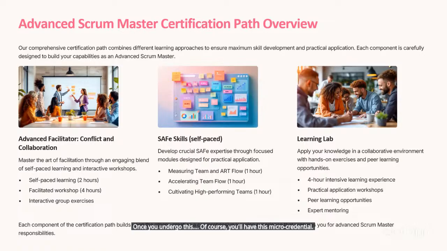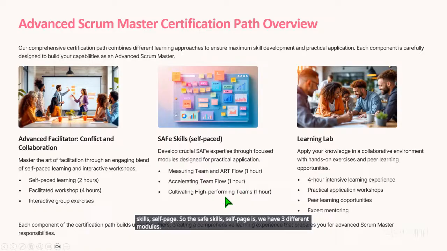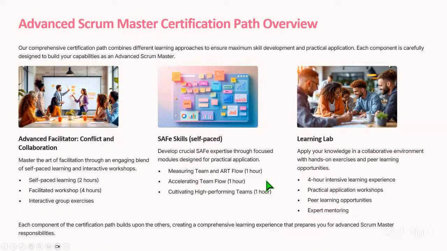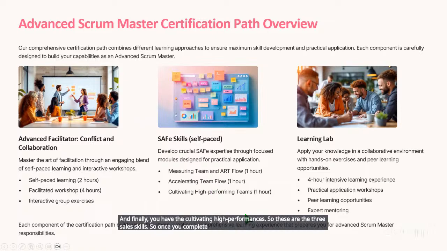Then you will be building skills in three different areas as part of SAFe Skills, self-paced. We have three different modules. One is measuring team and ART flow. Then we look at accelerating the team flow. And finally, cultivating high-performing teams. So these are the three SAFe skills. Once you complete these, you will get a skill certificate, three skill certificates.